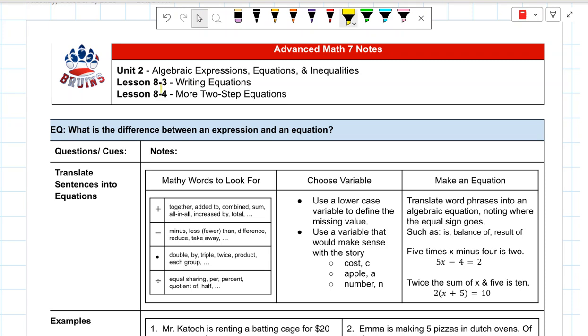In this lesson, we're going to be talking about 8-3, which is writing equations. And then in the next lesson, we'll move on to 8-4. So in 8-3, it's only the front page of the notes. The back side will be 8-4.